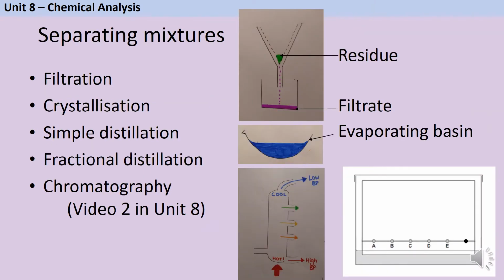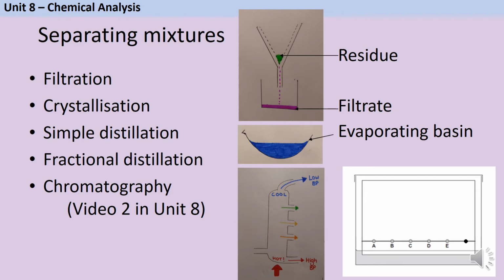You need to be able to discuss 5 different physical processes that can be used to separate mixtures. The first of these is filtration, which is used to separate an insoluble solid from a liquid. In filtration, we use a piece of filter paper, usually inside a funnel, and when you pour your mixture into that, the insoluble solid can't dissolve, so it can't go through the filter paper. It's left on the top as a residue, whereas the liquid goes through the filter paper, and we call that the filtrate.